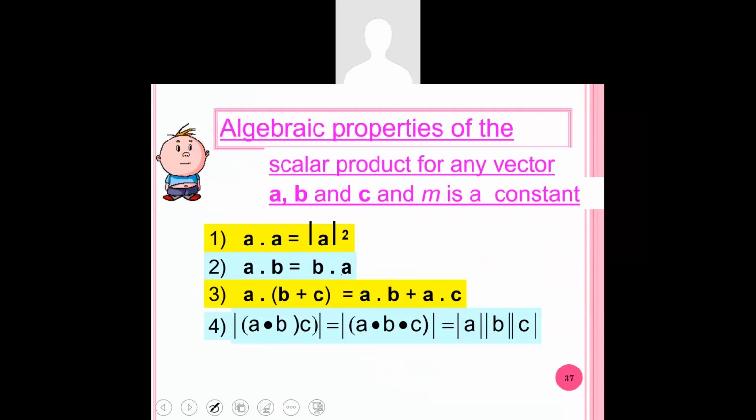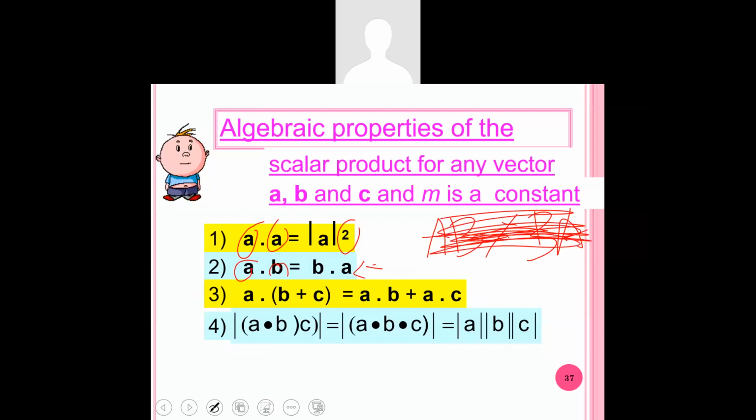Okay, so the algebraic properties of the scalar product, for any vectors A, B, and C and M a constant. When it is a dot product of the exact same vector, it will just be the magnitude squared. For the dot product, it does not matter whether it is on the left or on the right, it is the same. This is crucial to highlight because sometimes you see a vector as a matrix, and for matrices, matrix A multiplied by matrix B, sorry, does not equal matrix B multiplied by matrix A. But this is only for matrices. When it comes to vectors, it is equal.